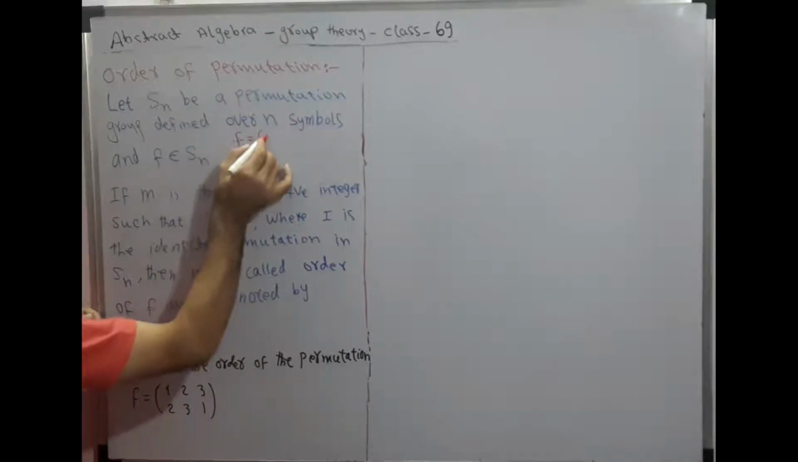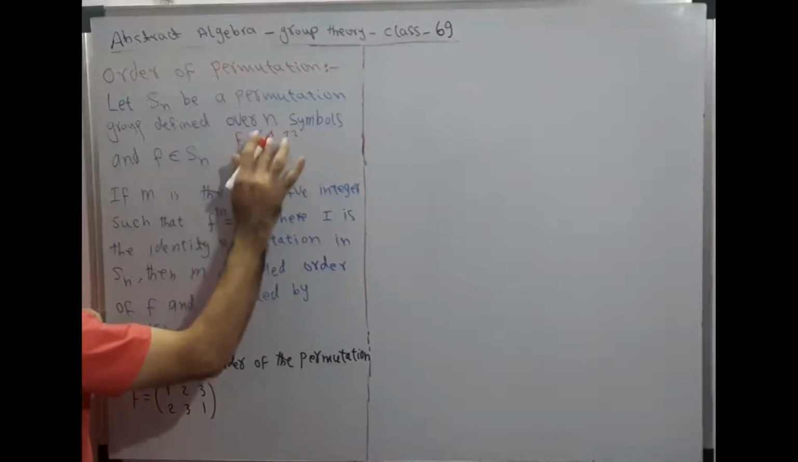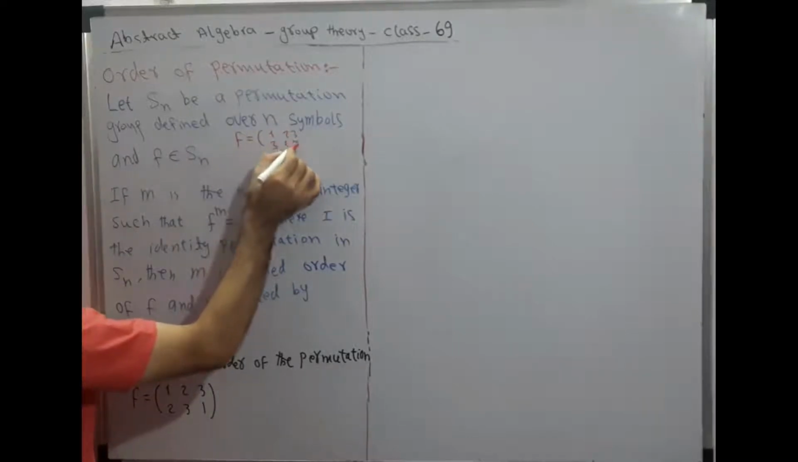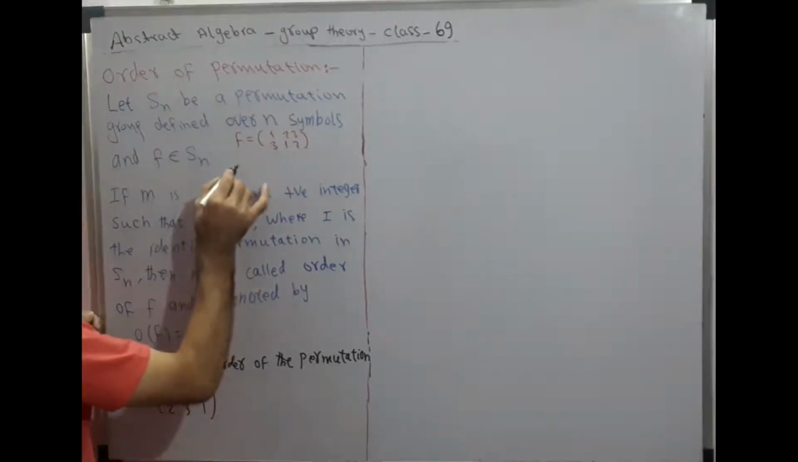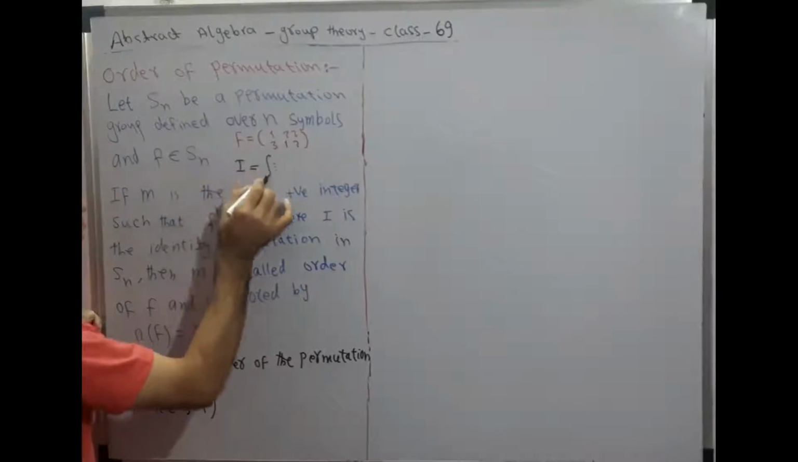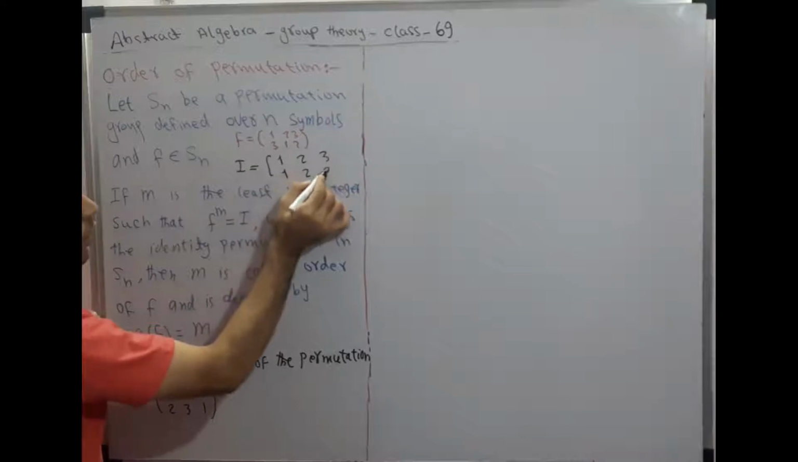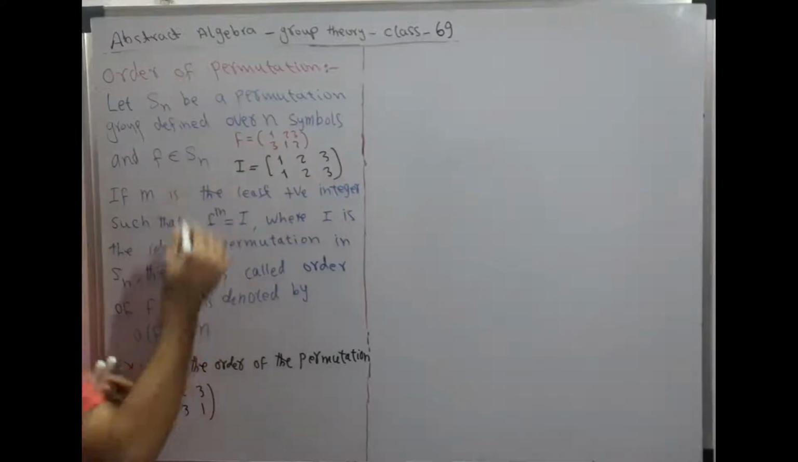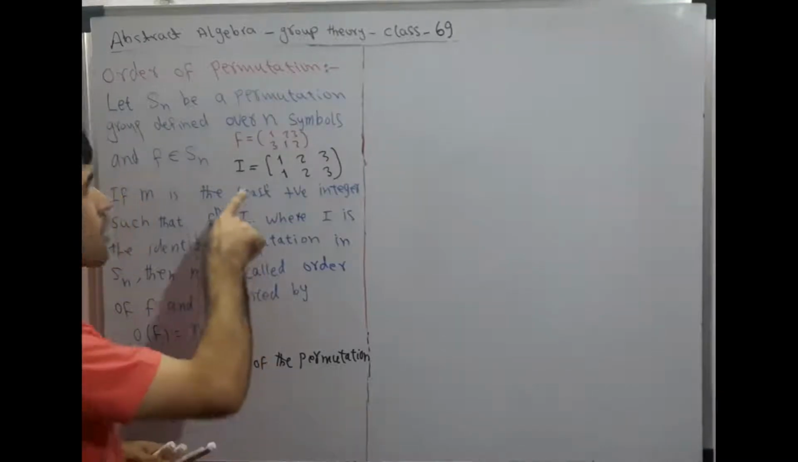Here, if we have any permutation as 1, 2, 3, 4, 3, 1, 2, we have a permutation like this. The identity permutation is like this: I is equal to 1, 1, 2, 2, 3, 3. It is called the identity permutation. Already in the previous lecture we said these things.